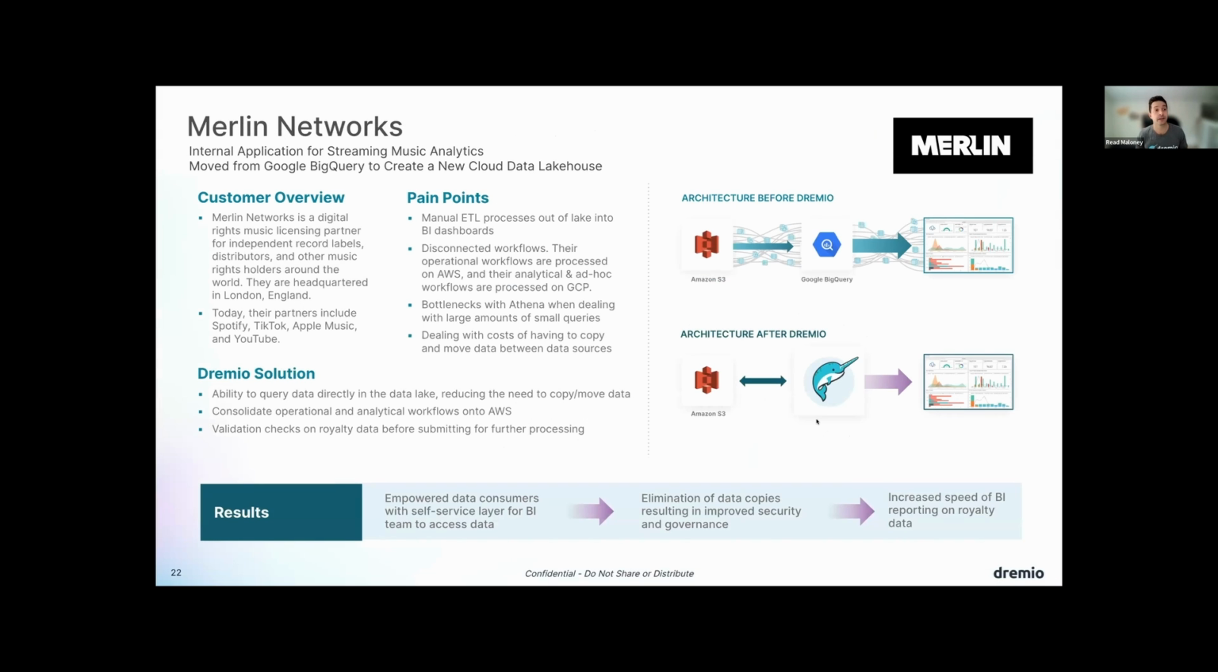Merlin Networks. This is a business where they're dealing with digital rights, and so they have to have a lot of data coming in for who to pay, for different people listening to different music. And they basically had this difference where they had BigQuery and S3. And so they were like, okay, we've got to get everything on one of these. And they decided to go with AWS.